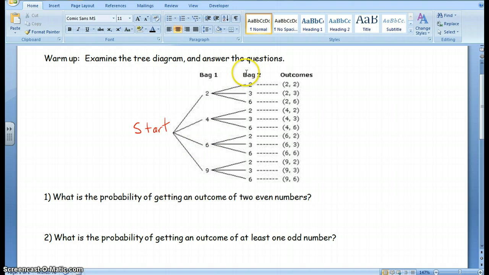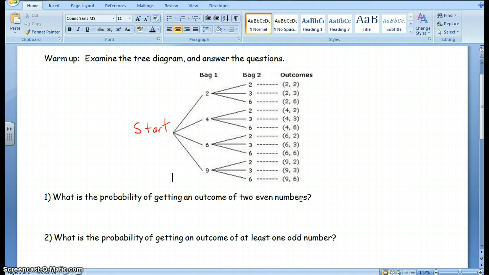Now I look at my second bag, and it looks like I have blocks in my second bag. And there are 3 blocks there, 3 possible outcomes, 1, 2, 3. And the blocks are 2, 3, and 6, and I see that repeats all the way down. So now I can see that bag 1 has blocks 2, 4, 6, 9, and bag 2 has blocks 2, 3, and 6. So I'm supposed to read this diagram and try and figure out what's the probability of getting an outcome of 2 even numbers.